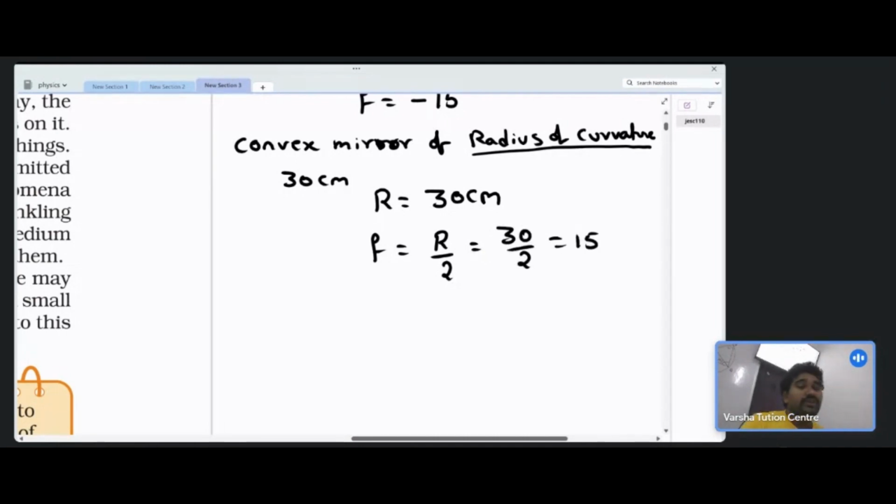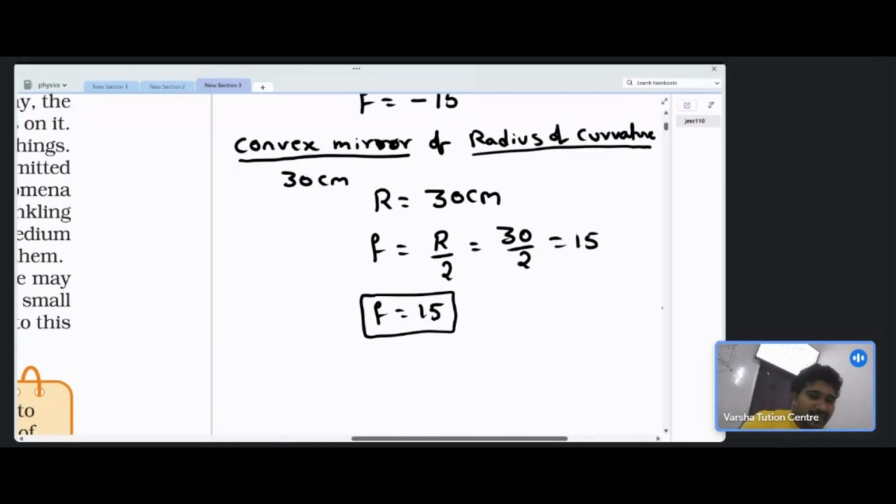Now look into the mirror. Which mirror is it? Convex mirror. For a convex mirror, is f positive or negative? Positive. Okay, finalize. f is equal to 15. And we will use this value in the problem. Is that clear? So you should not get any confusion in the f.